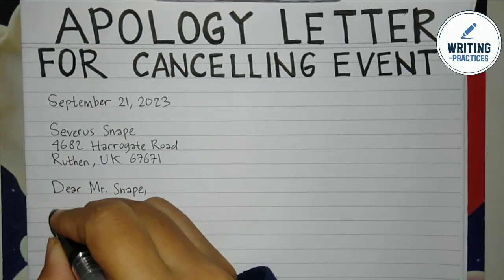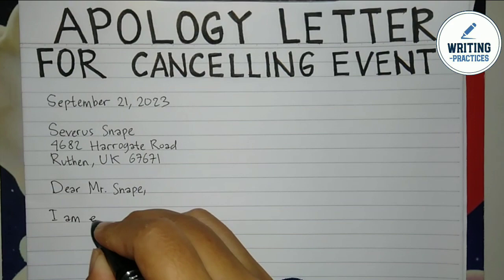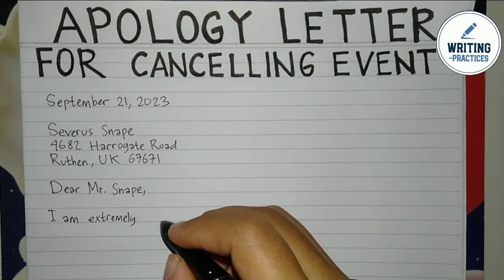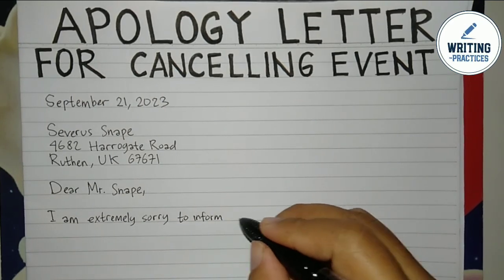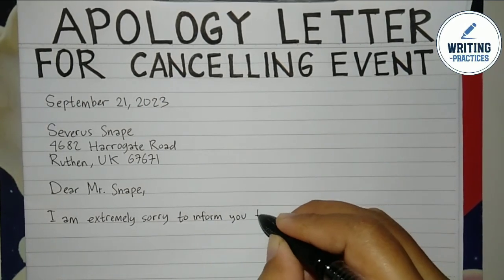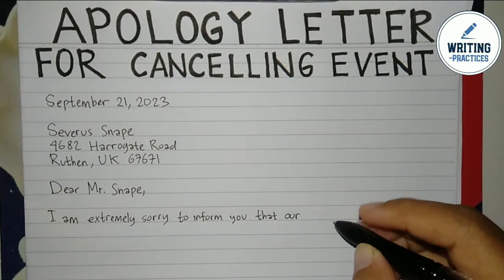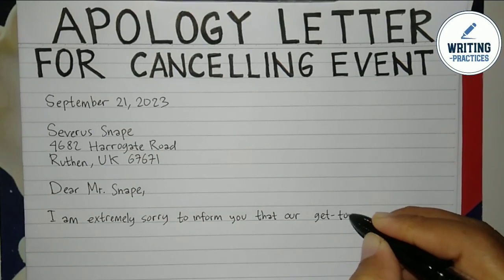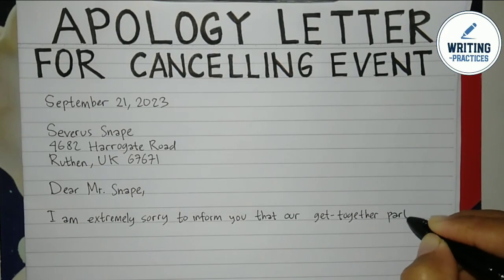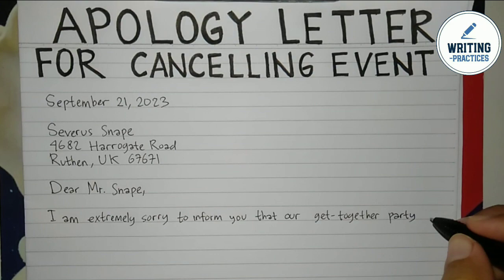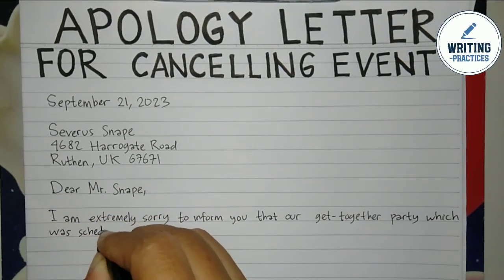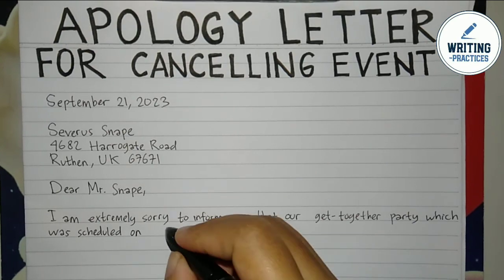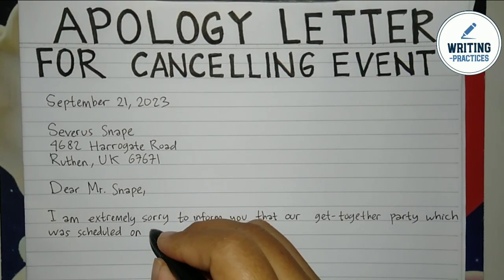In the first paragraph, write to the point why you are writing this letter. Here, show your apology sincerely. For example, you can say that you are extremely sorry. And tell the recipient why you apologize. In this example, the writer apologizes because she or he had to cancel the event, which is a party.